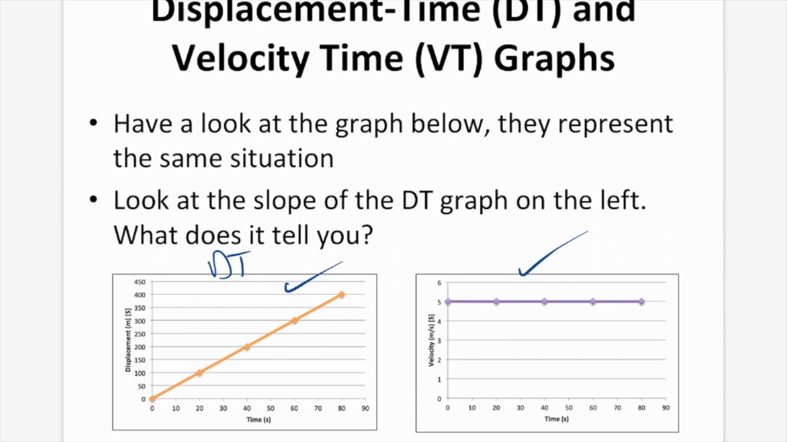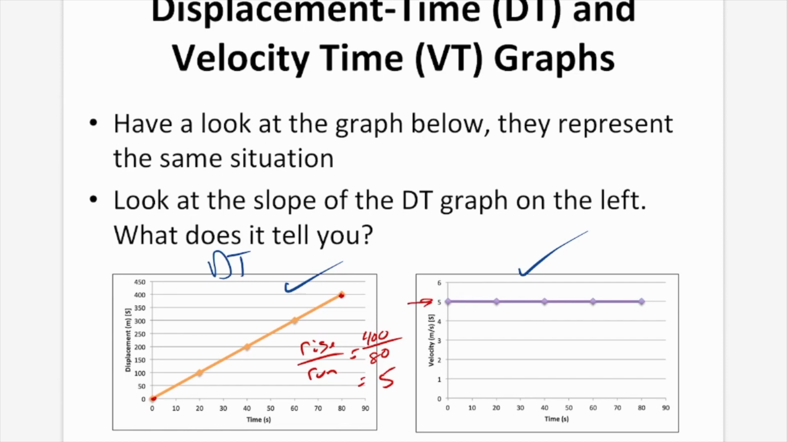Well, the slope of the dt graph is actually equal to the velocity in the velocity time graph. And we can see this. So if we take rise over run, I'll just pick 2 points. So let's take this point right here and this point right there. In this case, we're going to get a rise of 400, and we're going to get a run of 80. And if you do 400 divided by 80, you get 5. And you can see our velocity time graph, it's actually 5 as well.